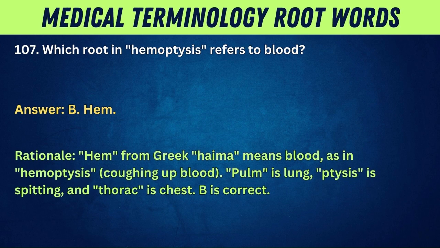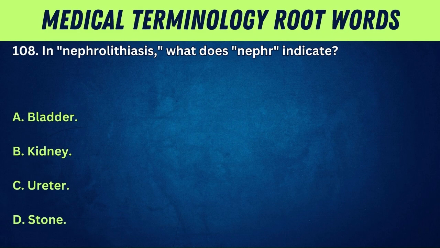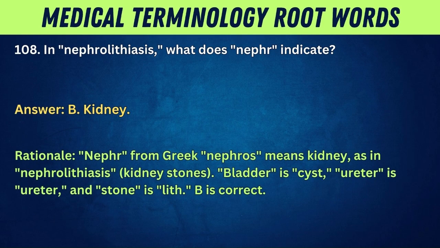Pulm is lung, ptysis is spitting, and thorax is chest. B is correct. 108. In nephrolithiasis, what does nephr indicate? A. Bladder. B. Kidney. C. Ureter. D. Stone. Answer: B. Kidney. Rationale: nephr from Greek nephros means kidney, as in nephrolithiasis, kidney stones. Bladder is cyst, ureter is ureter, and stone is lith.